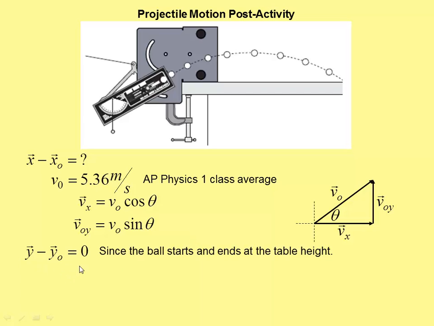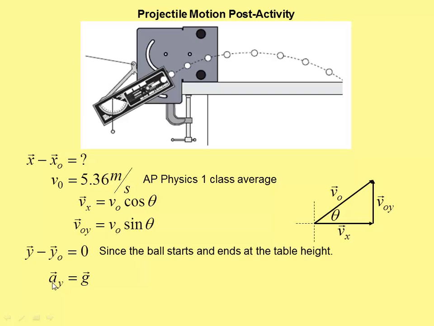We know that the vertical displacement in this case is kind of interesting. It's 0. So this isn't like when we shoot it off the table onto the ground. In this case, it starts at table height and it ends at table height. It's one of the special things about how we set up the equipment. So its initial and final heights were the same, 0.